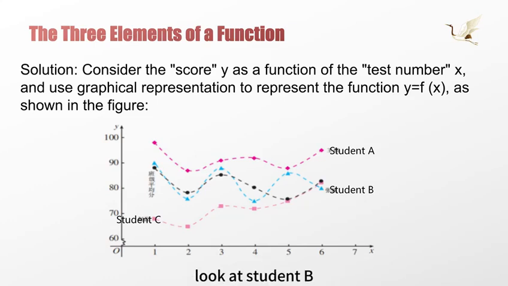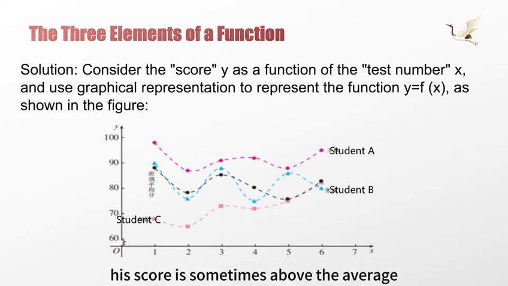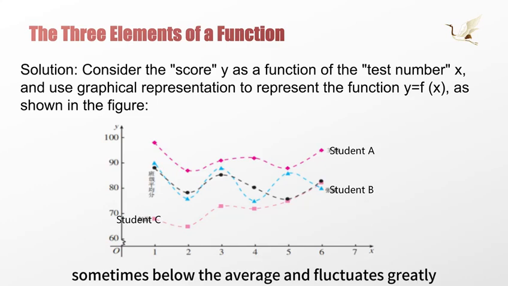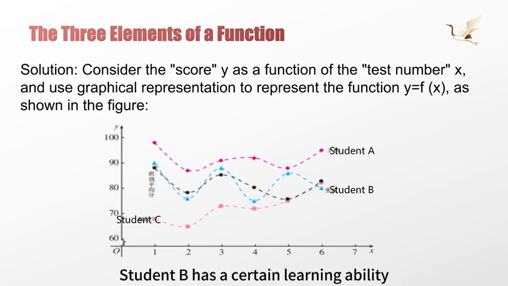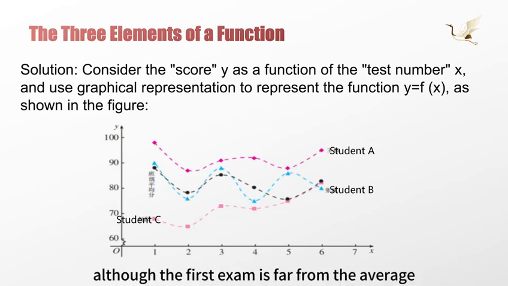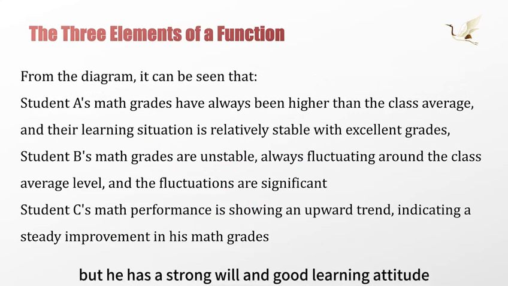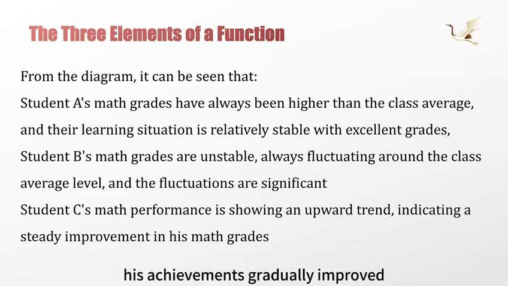Look at student B. His score is sometimes above the average, sometimes below the average, and fluctuates greatly. It shows that student B has a certain learning ability, but his willpower is not enough, and he is not firm enough, so his grades are sometimes high and sometimes low. Look at student C again. Although the first exam is far from the average score of the class, he has a strong will and a good learning attitude. Through his own efforts, his achievements gradually improved.